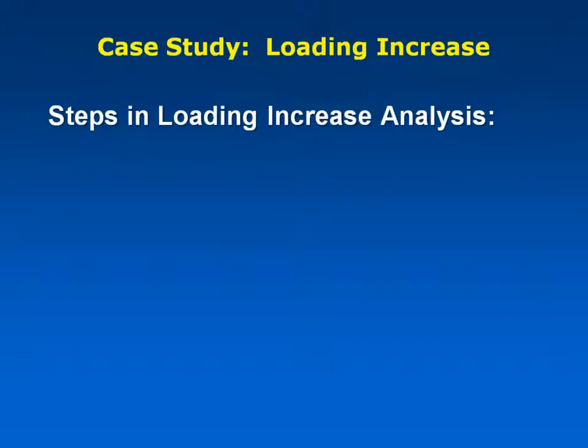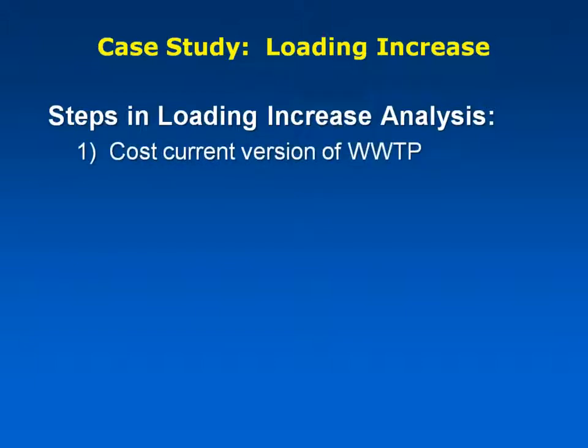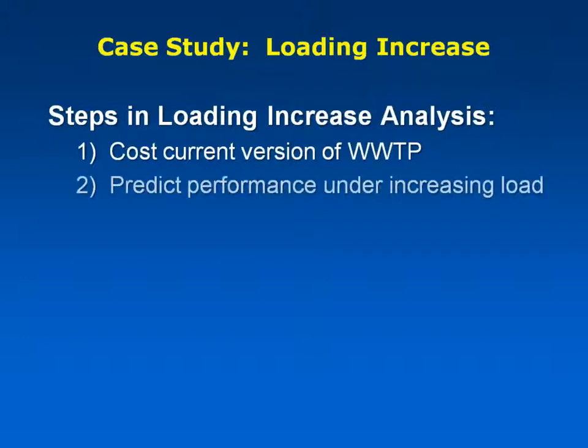So what we're going to do is use our simulation tools to do a sensitivity analysis. And we're going to go through the following steps by using both pieces of software to do this. So the first step in the process is to cost the current version of the wastewater treatment plant as it sits now. So that will be done in CapdetWorks. We start there, figure out what the current value of that plant is.